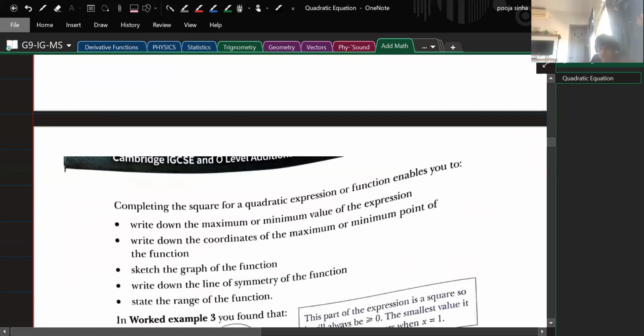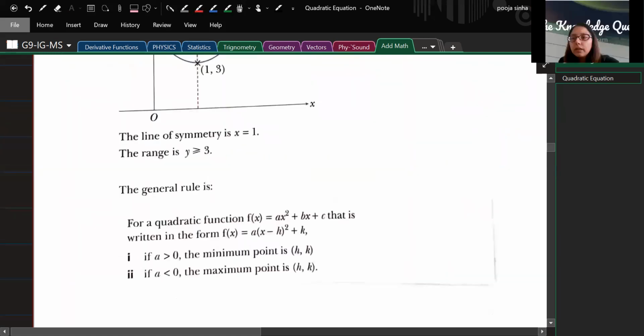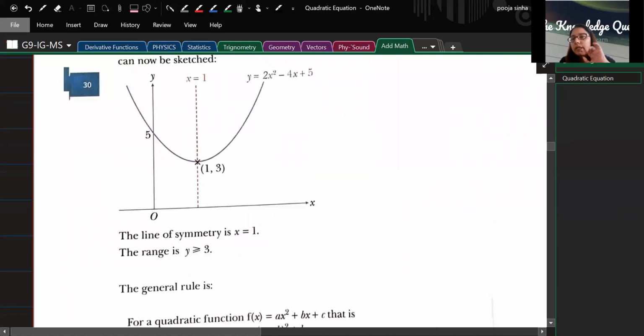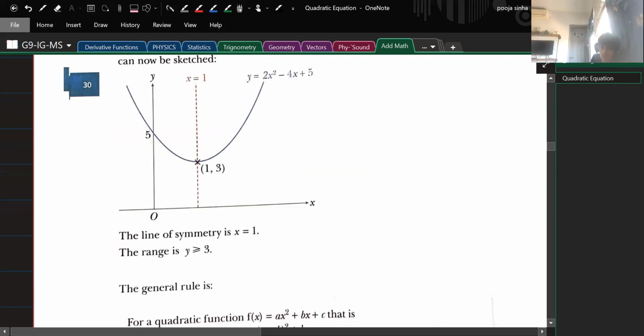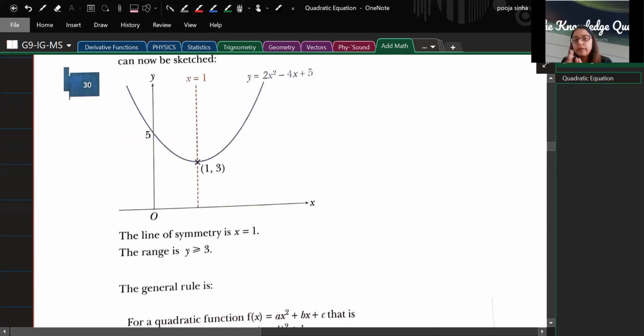Got it. Very good. See, the axis of symmetry you got. So sketching करते time हमारे पास क्या क्या चीजें होती हैं? Shape, then y-intercept, and the axis of symmetry, right?